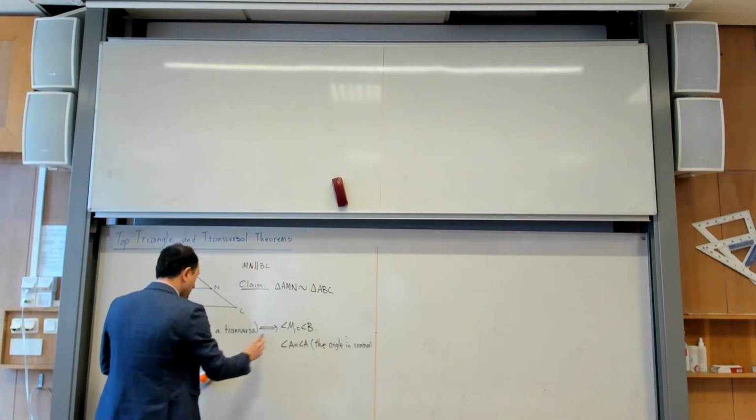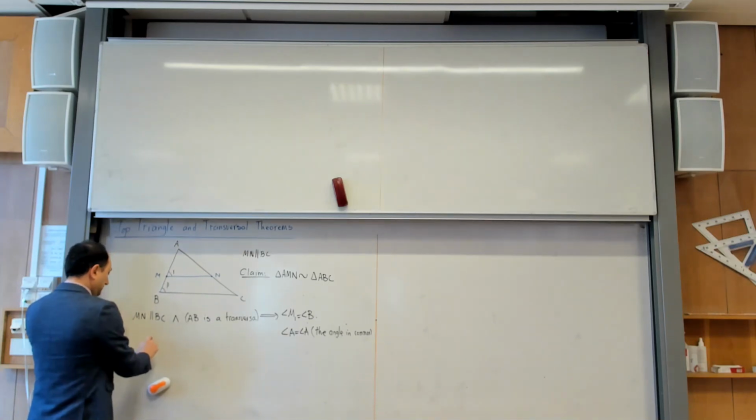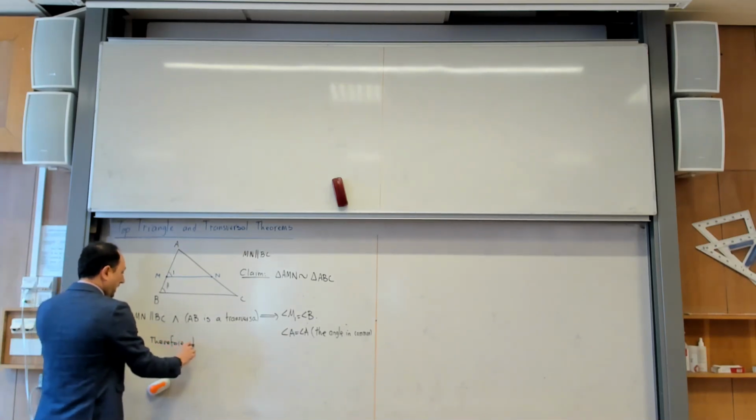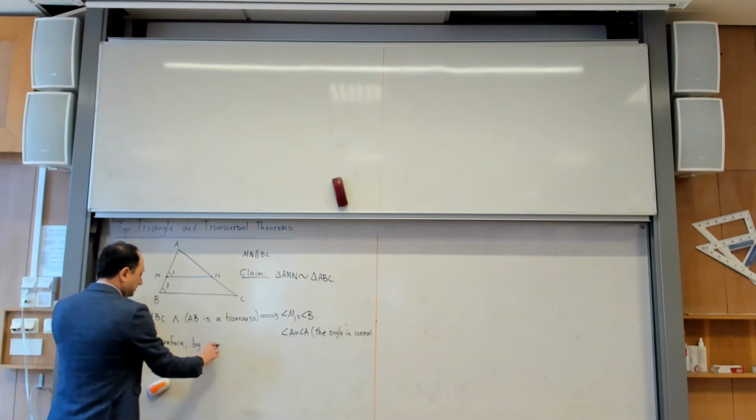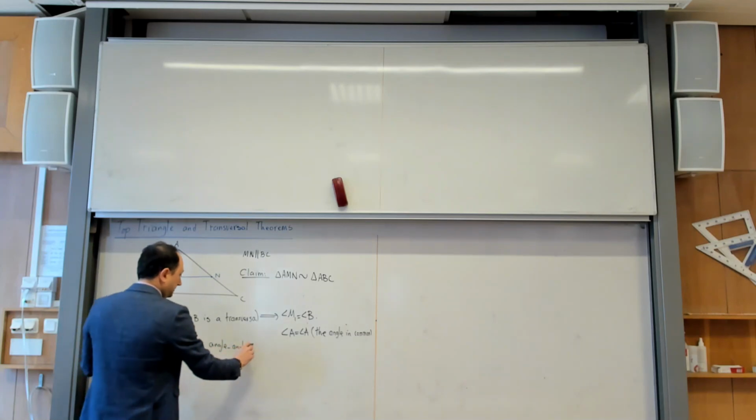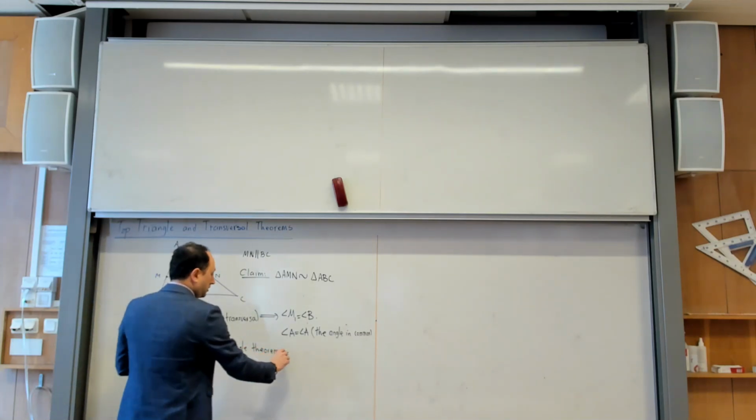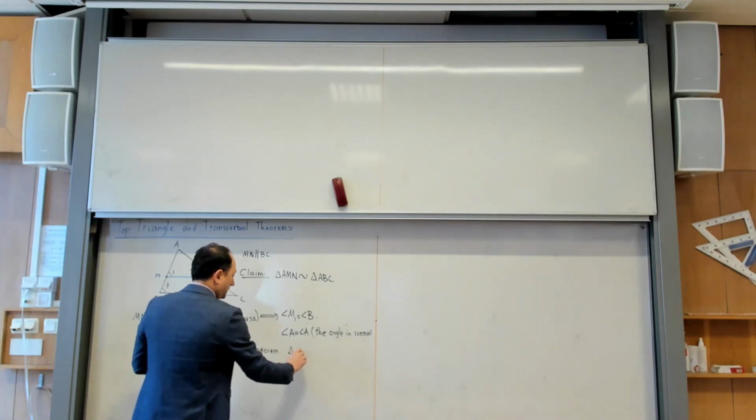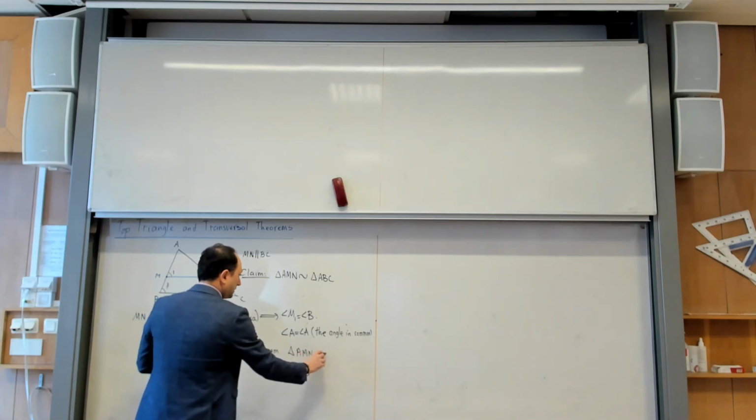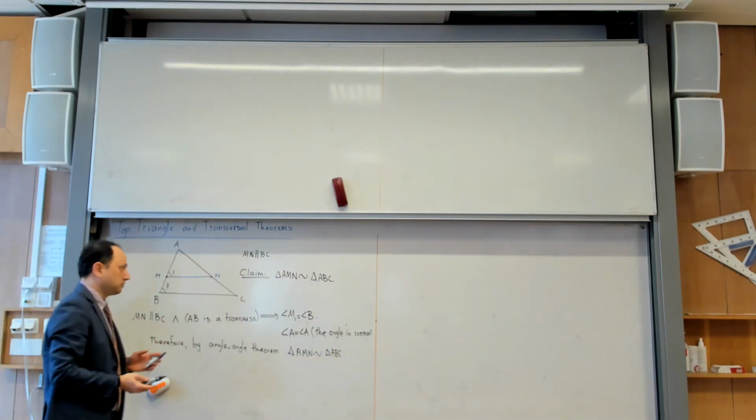Okay, from these two, then I would say that, therefore, by the angle-angle theorem, we conclude that the triangle AMN is indeed similar to the triangle ABC, and we are done. Yes? It's very, very simple.